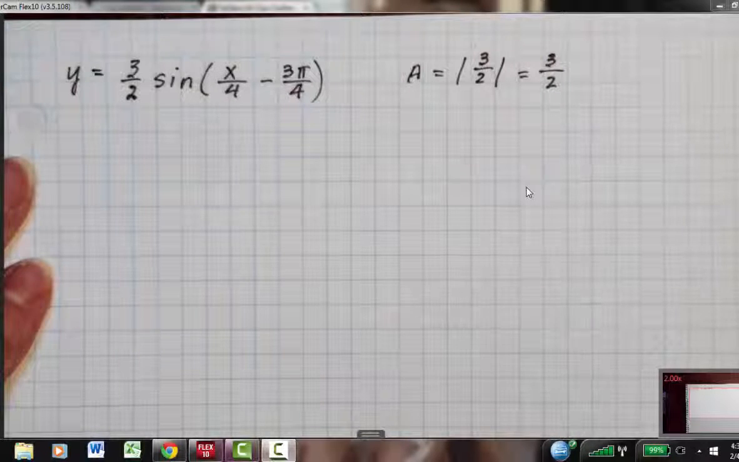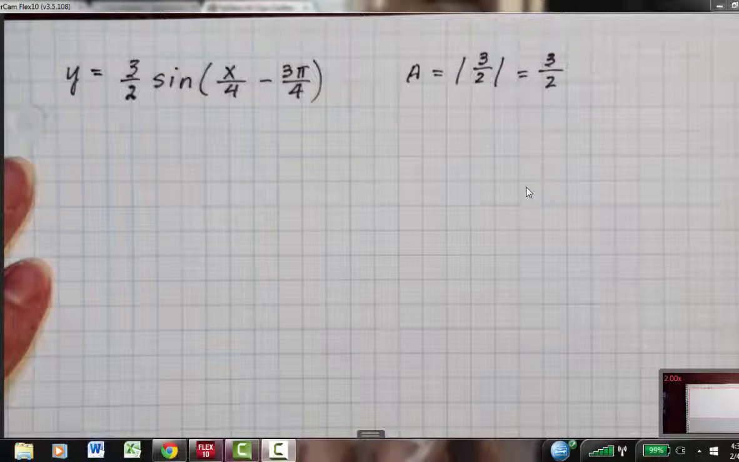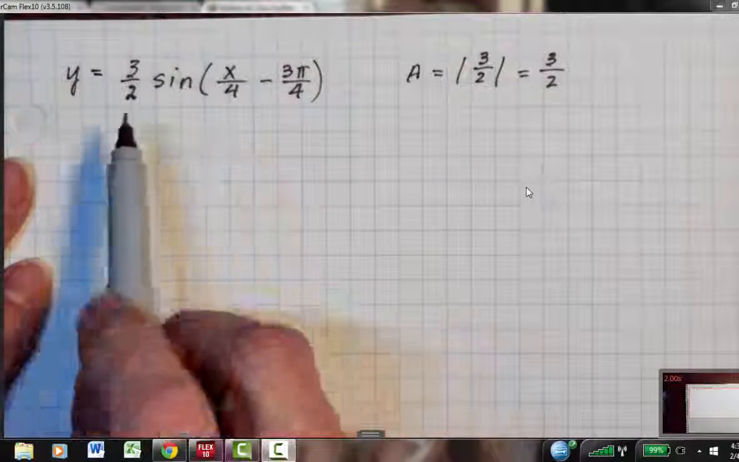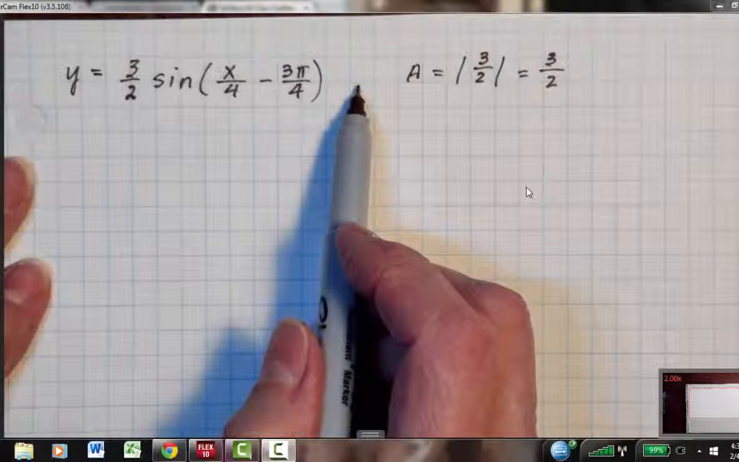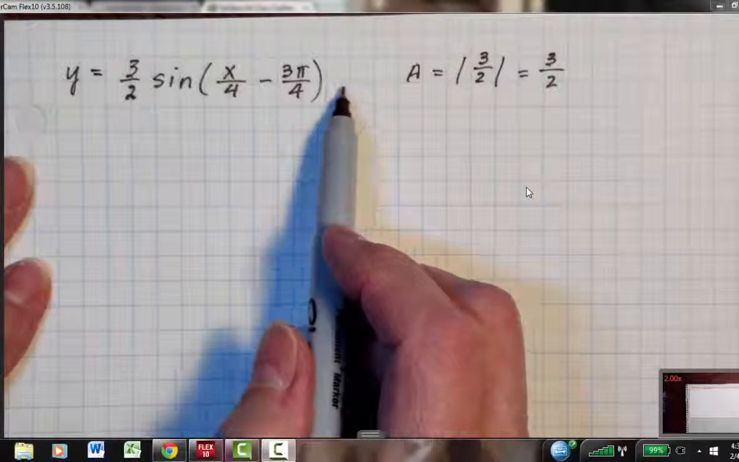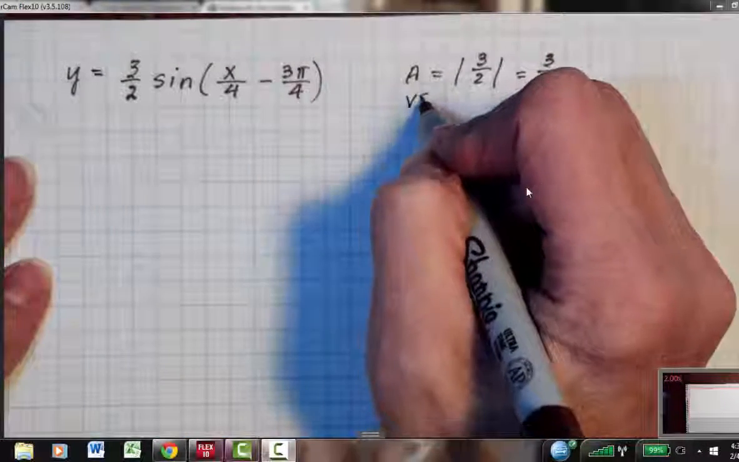That means that from my 0 point to the maximum is 1.5, and then from my 0 point to the minimum is also 1.5. The next thing I'm going to look for is to see if I have a vertical shift. So if I'm adding anything outside of the parentheses, outside of the function here, I have a vertical shift, and I'm not. So vertical shift, there is none.